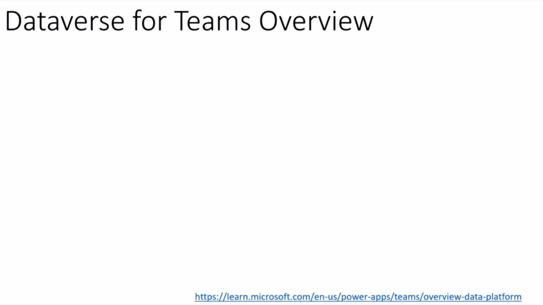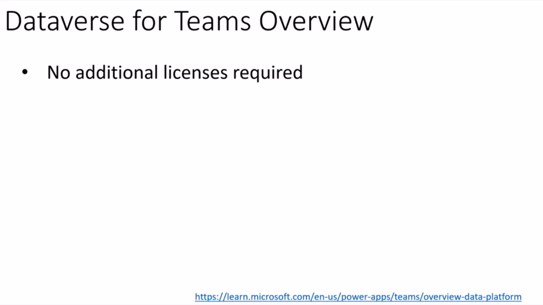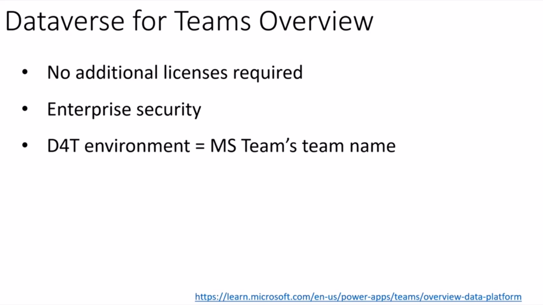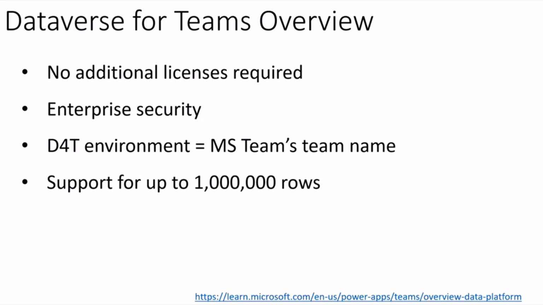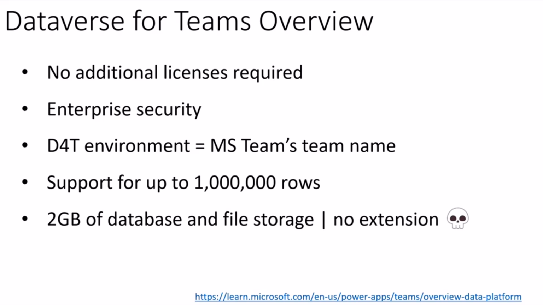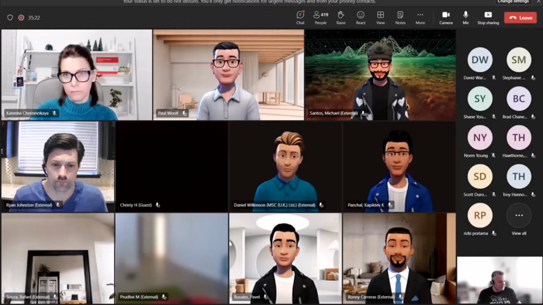But before going to a demo, let's talk about the overview of Dataverse for Teams. It's no additional license required. If you have Microsoft 365, you have it. Enterprise security, which is very important compared with the Excel file that we just saw. Dataverse for Teams environment is the Microsoft Teams team name. It has support for 1 million rows, and it has 2 GB of database and file storage with no extension. But the good news is that you can upgrade to Dataverse. So let's switch then to a demo. Let me show you.